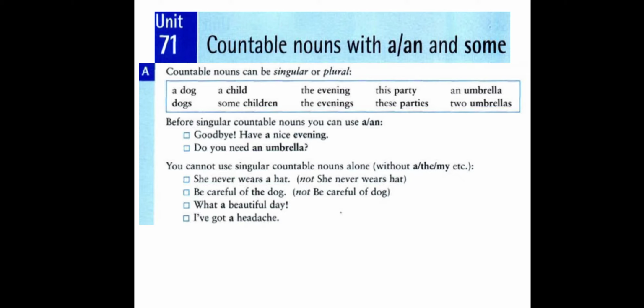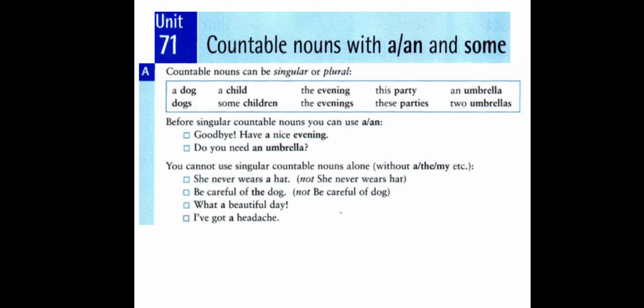Another example, we have evening. We say the evening. Evening here is one single, specific evening, that's why we use the article the. Evenings is the plural here, and as they are specific, definite evenings, we use the article the.